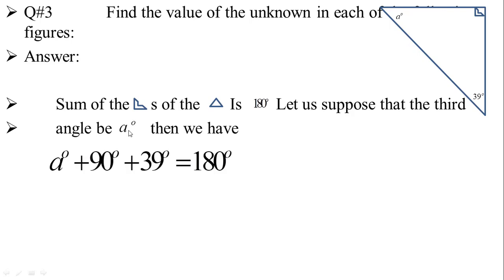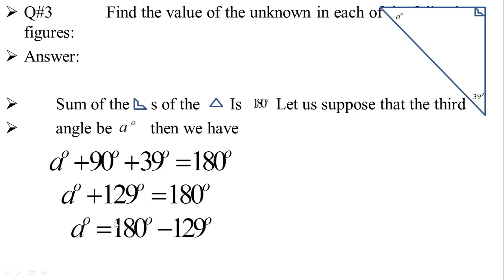We have a degree plus 90 degrees plus 39 degrees is equal to 180 degrees. Now adding 90 plus 39, we can write that a degrees plus 129 degrees is equal to 180 degrees. Then a degrees is equal to 180 minus 129 degrees. Now the value of the unknown angle is 51 degrees. So a is equal to 51 degrees.